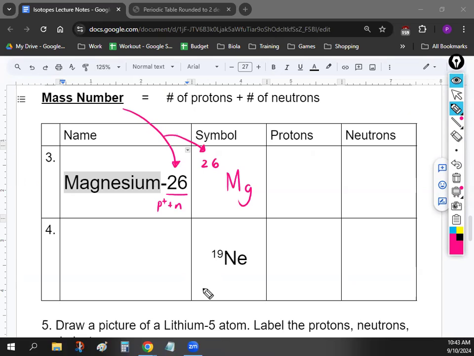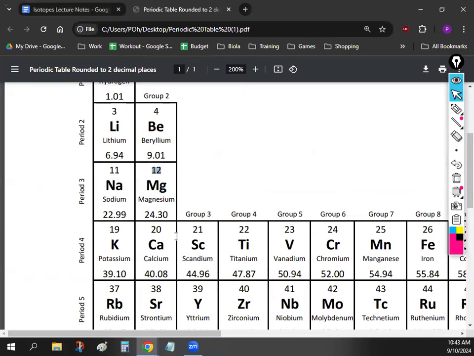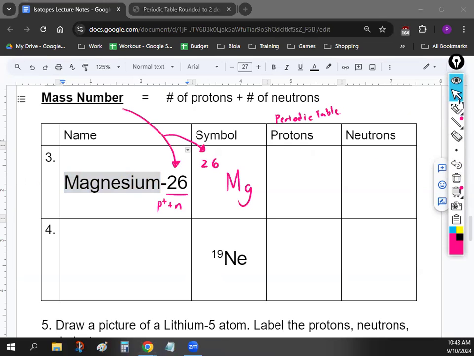So we're going to fill out the rest of the table. We have to figure out protons and neutrons. Well, protons is really easy. This number comes from the periodic table. If you look at the periodic table for magnesium, it's just the number on the top. It's what we did in our warm-up. Magnesium has a 12 on the top, so that means magnesium has 12 protons. That's how you can find protons, just on the periodic table.